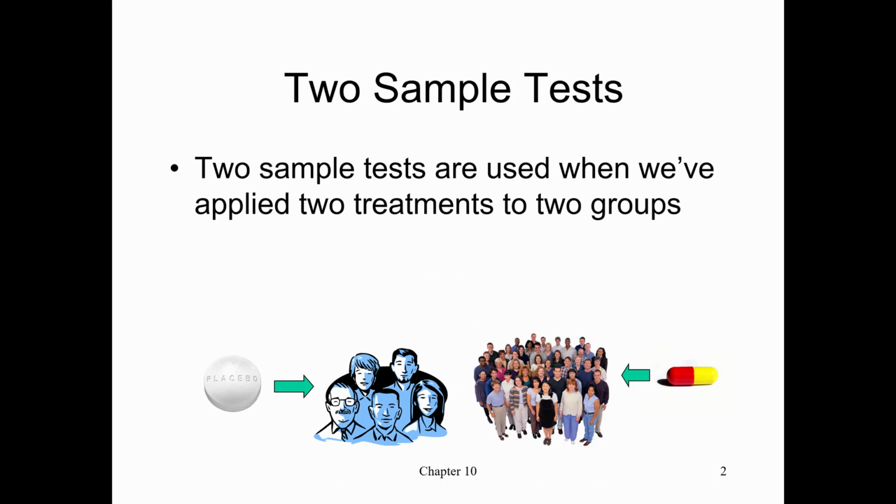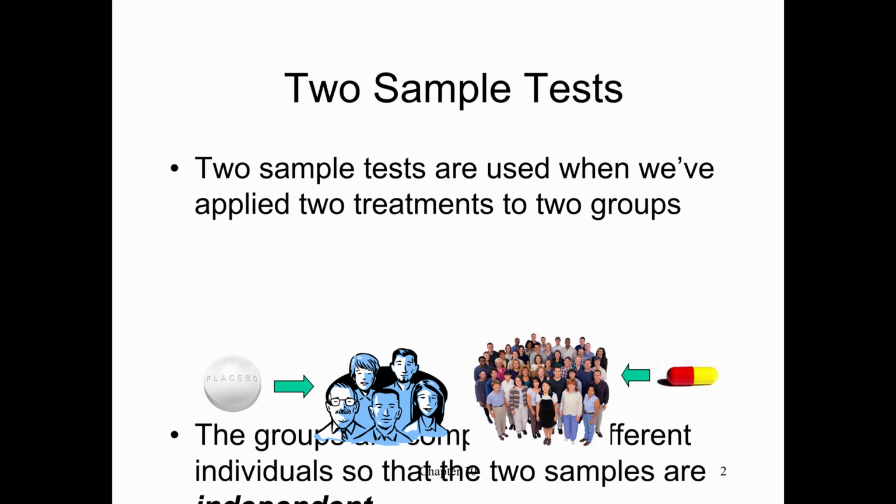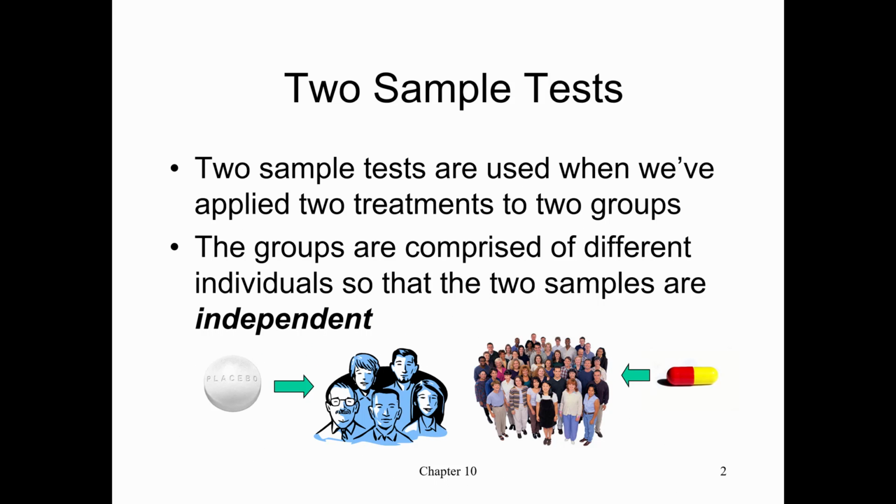Okay, so for two sample tests, we're talking about two different groups of people. The groups are comprised of different individuals so that the two samples are independent of each other. This chapter also talks about dependent samples, but that's going to be an optional reading for this class. Okay, so we'll just stick with independent groups.